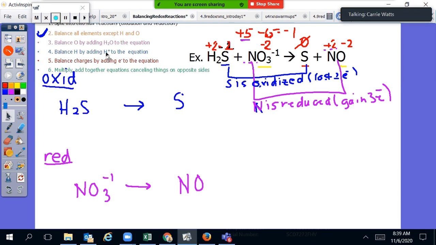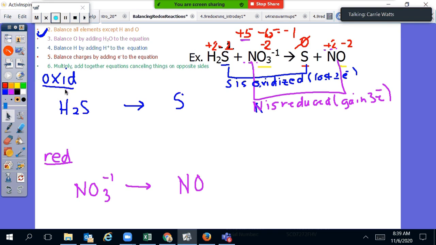So I just split it into 2 half reactions. Now we're on step 2, where we're going to balance all elements except H and O, and we're going to do it for each one. I'm just going to work one at a time. I'm going to go through steps 2, 3, and 4 just with oxidation. You could do it either way: step 2 with oxidation, step 2 with reduction, step 3 with oxidation, step 3 with reduction. I'm going to just do oxidation first, and then I'm going to do reduction.